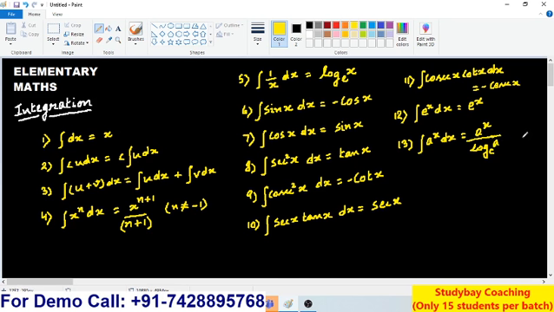Fine. So these are a few formulas related to integration, and these are required by mathematics students as well as physics students. So I appeal to all of you to go through these formulas and memorize them before joining the session.